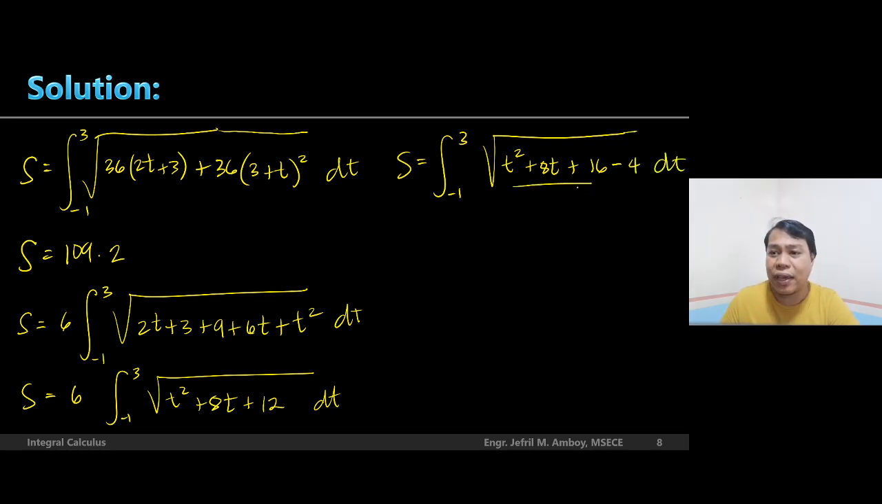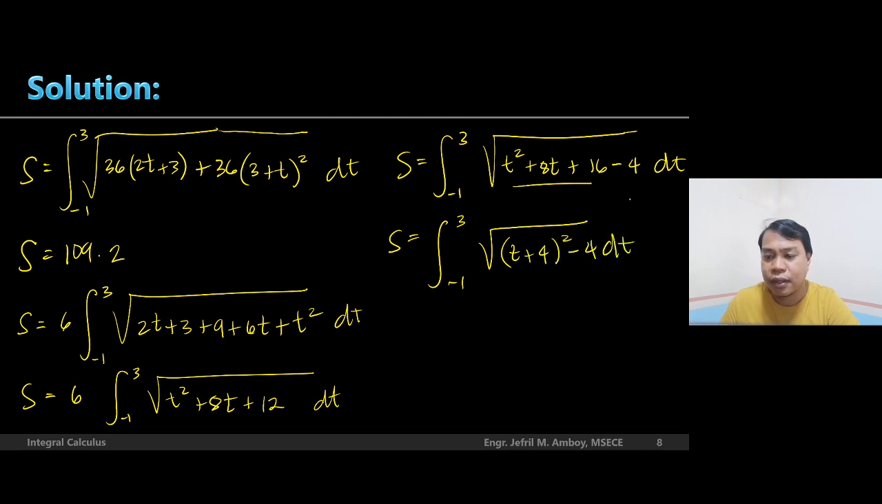So, now this is a perfect square. Kaya, pwede na natin siyang express as the square of a binomial: from -1 to 3 of the square root of (t plus 4) squared minus 4, and then dt. Ayan. So, meron na po tayong expression na pwedeng i-integrate. Anong technique ang pwede mong gamitin para ma-integrate? Again, use trigonometric substitution kasi meron tayong square root term na hindi kaya ng pangkaraniwang substitution method.